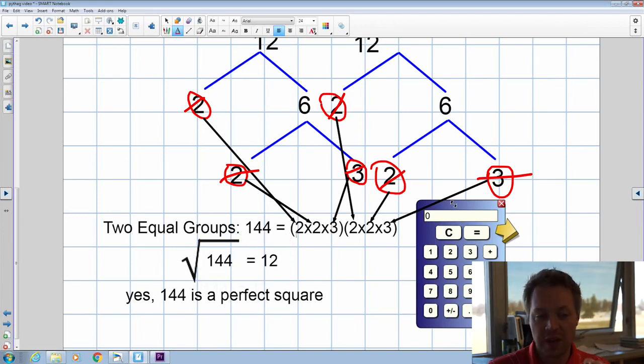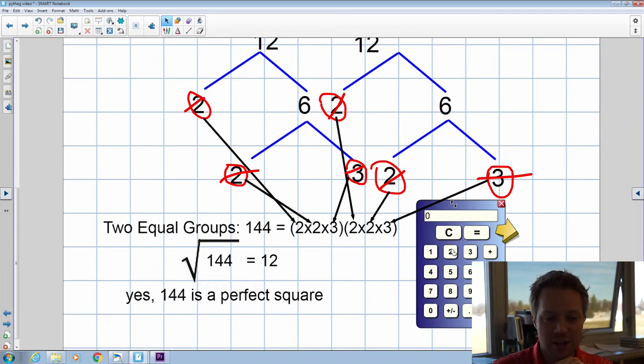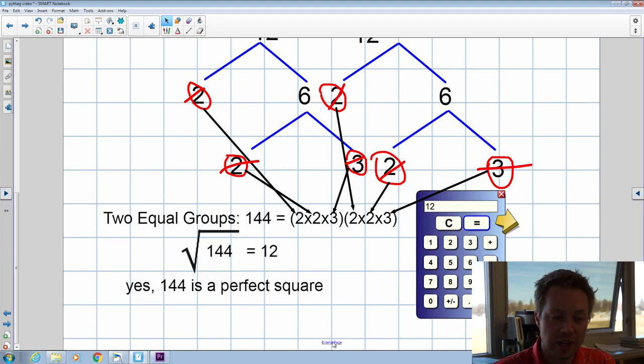Let me just prove one more thing. If I take all of these numbers, 2 multiplied by 2 times 3 times 2 times 2 times 3 equals 144. And again, if I just multiply one of those groups out, 2 times 2 times 3, I wind up with 12, and that's the square root of 144. Pretty cool. Let's do some other examples here.